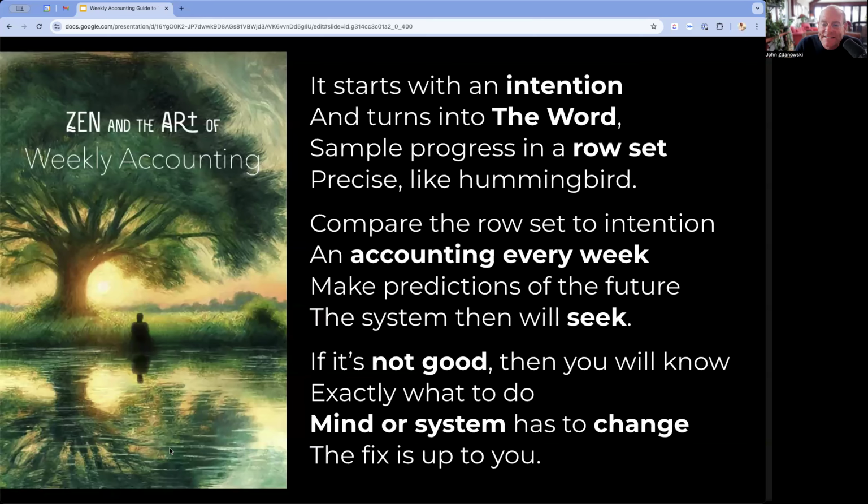It starts with an intention and it turns into the word. Sample progress in a rosette, precise like hummingbird. Compare the rosette to an intention and accounting every week. Make predictions of the future. The system then will seek. If it's not good, then you will know exactly what to do. Your mind or the system has to change, and the fix is up to you.